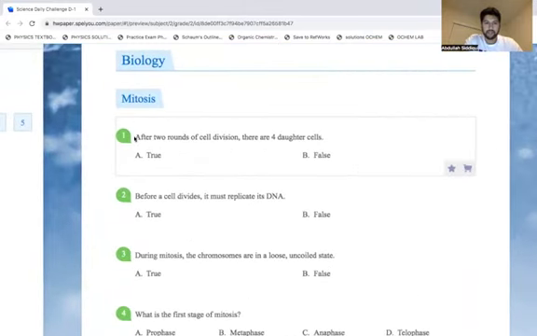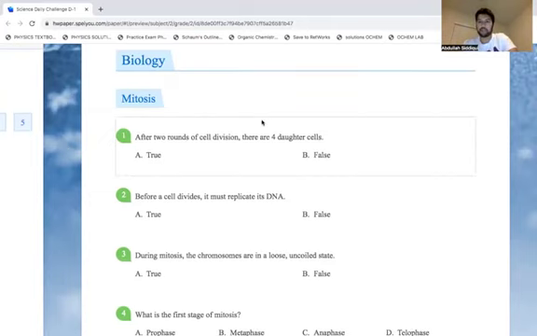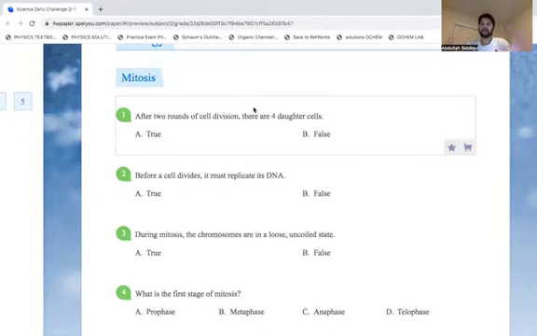So our first question states, after 2 rounds of cell division, there are 4 daughter cells. So this is actually going to be a true statement. And basically what happens is after 1 round of cell division, there's going to be 2 daughter cells. And now that you have 2 daughter cells from 1 round of cell division, right, we said in the question that there's going to be 2 rounds of division in total. So now each of those 2 daughter cells will undergo division and thus producing a total of 4 daughter cells.